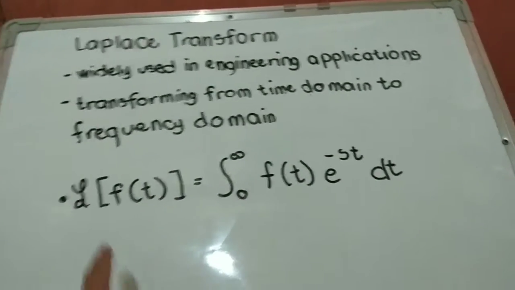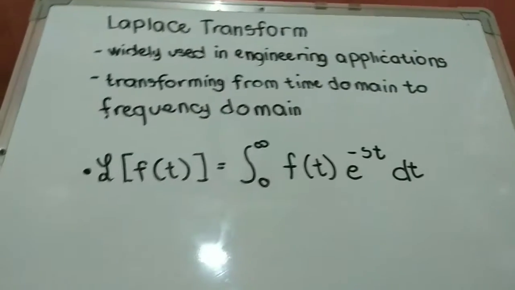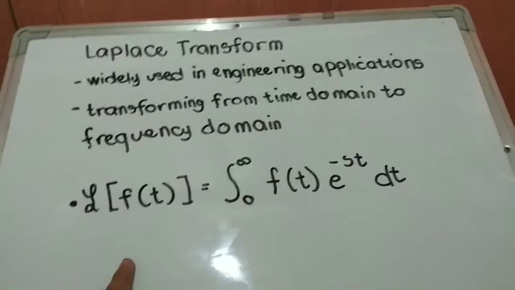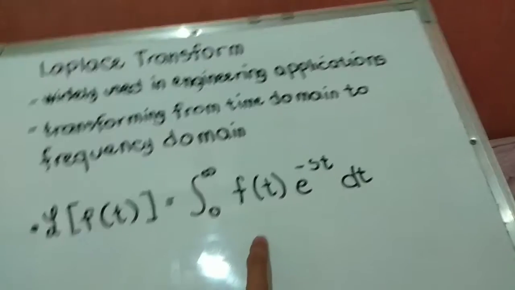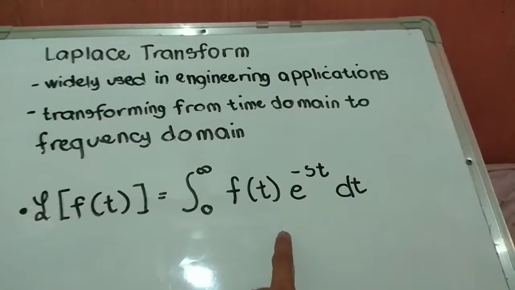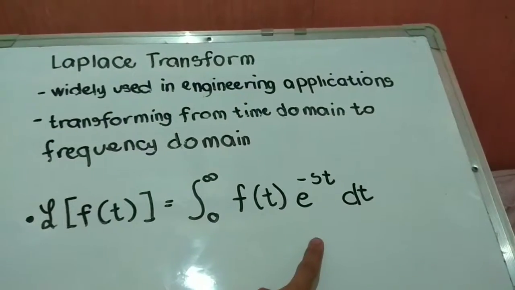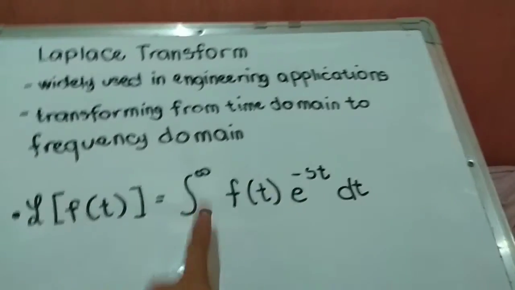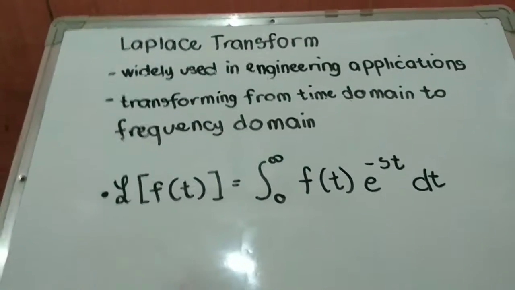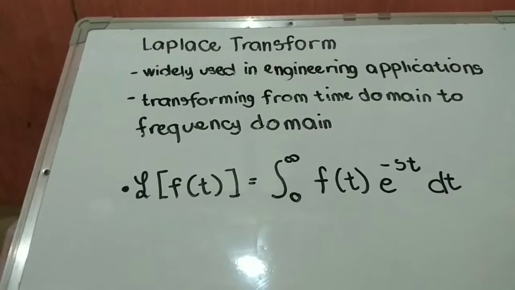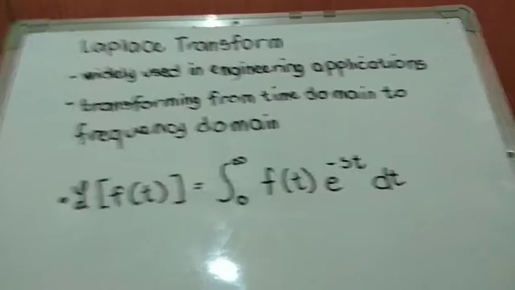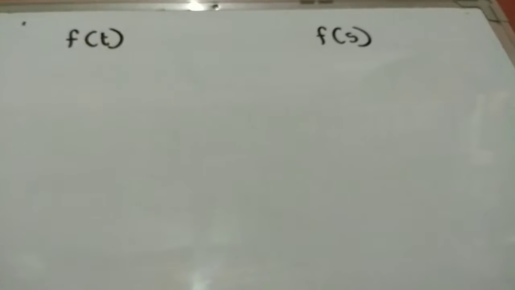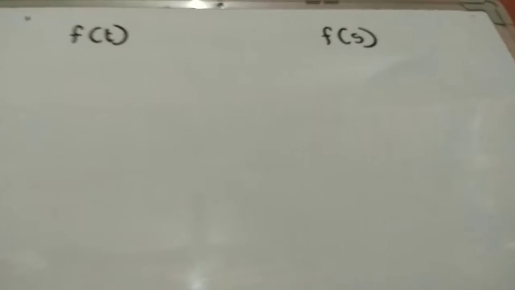So, the general equation here is: the Laplace of f of t is equal to the integral of f of t times e to the power of negative st dt, from 0 to infinity, where L is the Laplace integral and the variable s is a complex variable.